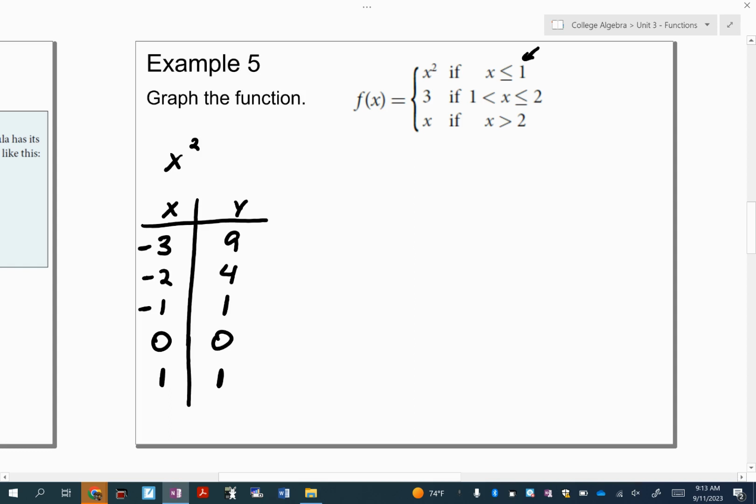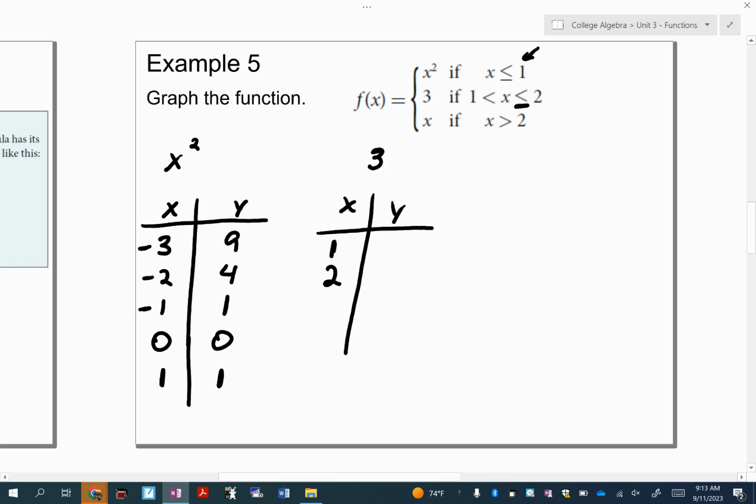All right, go to the next piece. It's actually just this y value of 3. And this one is a much easier piece because we need values between 1 and 2. Now, I'm going to write down the 2 because it does say or equal to 2. And I'm also going to write down the 1.